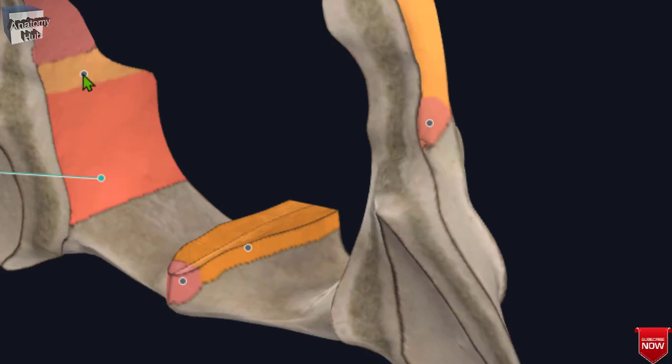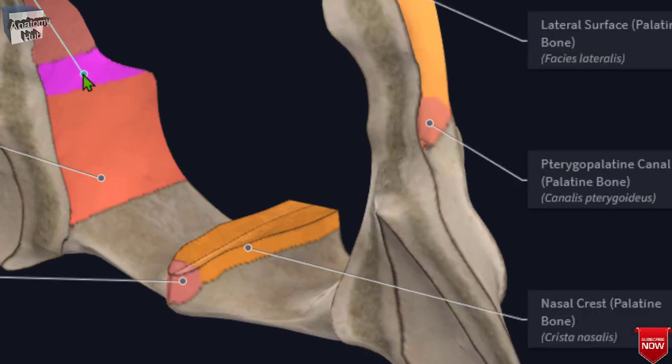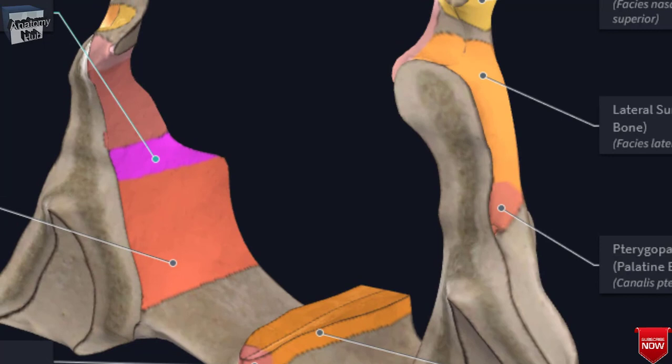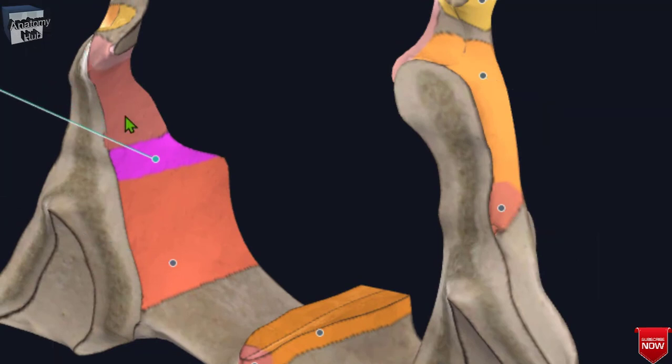Like that, here you will find the conchal crest, that is also formed by the palatine bone. So here this conchal crest of this palatine bone is the ridge in the nasal surface of your palatine bone, which marks the point at which the palatine bone articulates with the inferior nasal concha.